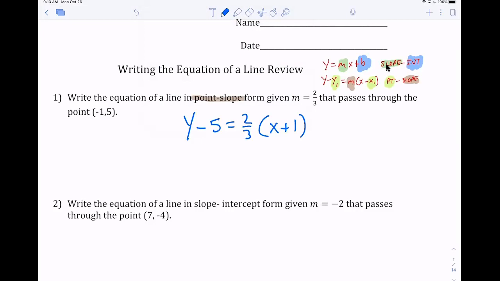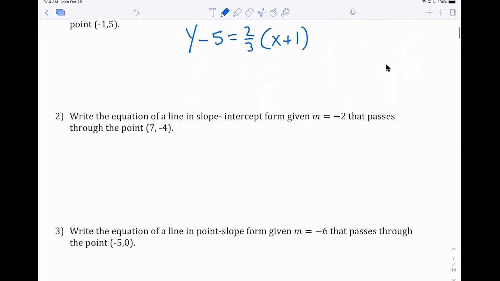I gave a lot of problems just because I want the repetition. So all we're doing is writing the equation. Now we're going to go to number 2.